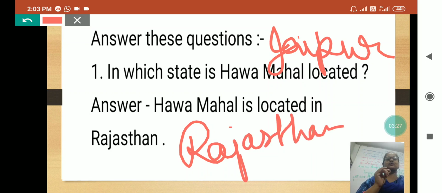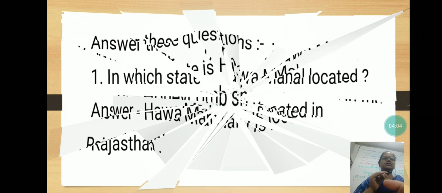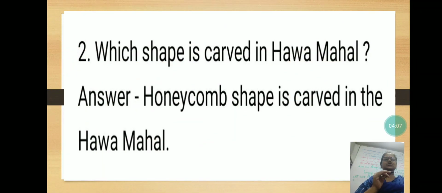And one more thing I would like to explain to you, my dear. Hawa Mahal is built of red and pink sandstone, and Jaipur is also known as Pink City, because most of the buildings there are ancient buildings, not nowadays. Nowadays new buildings are being built and new colors are used, but all the ancient buildings in Jaipur were colored pink. That's why Jaipur is also known as the Pink City. Now see the next question.